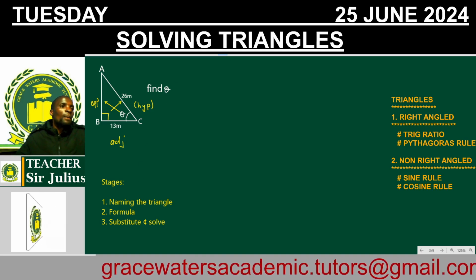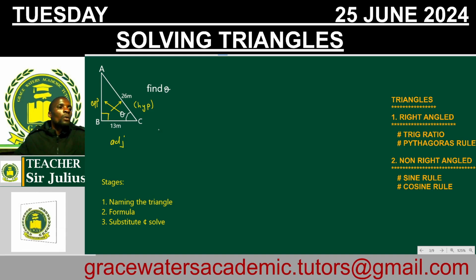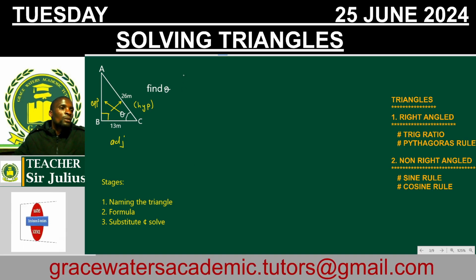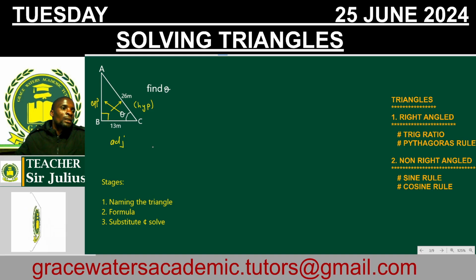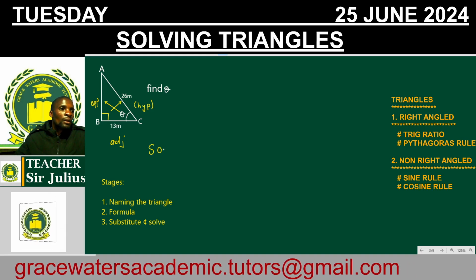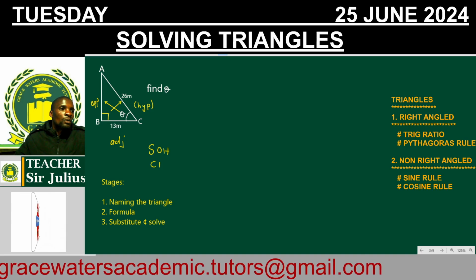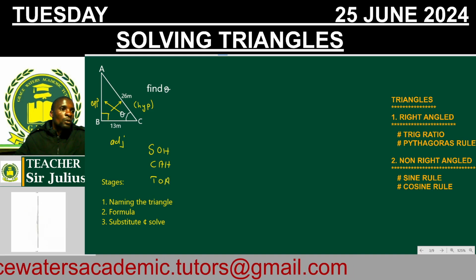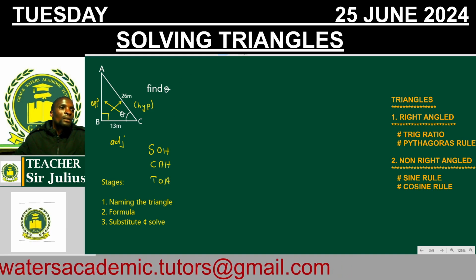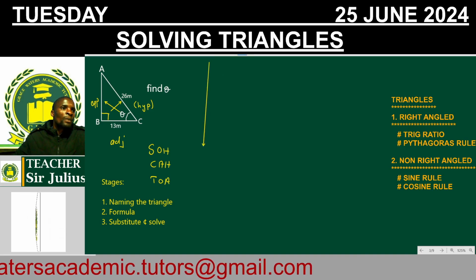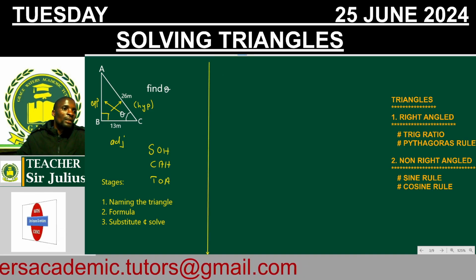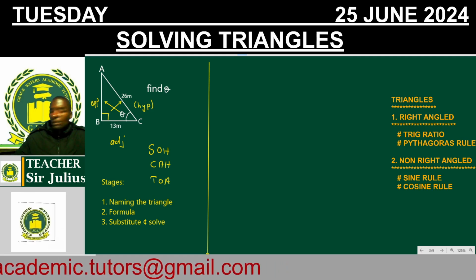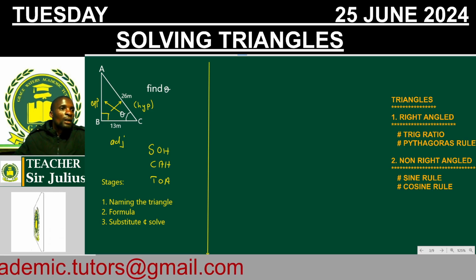Because we are done naming all the three sides and all the angles inside are named, so we are moving to what you call formula. So the formula that we are going to use is again SOHCAHTOA. Okay, and then after that, let us divide this page and do our working on this separate part. So what we are going to do is quite easy.